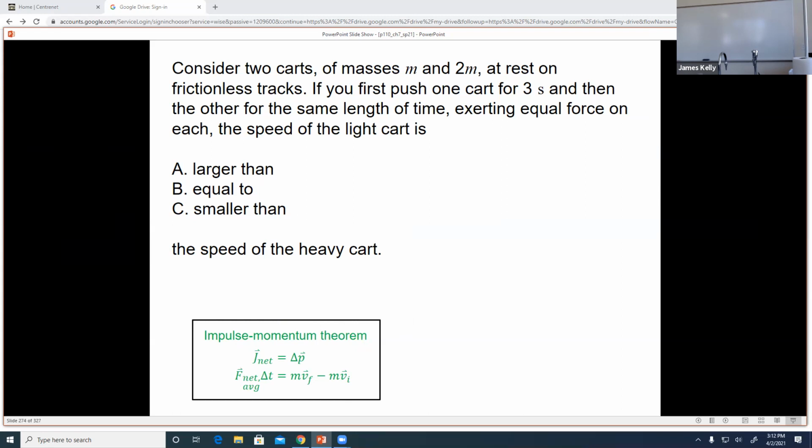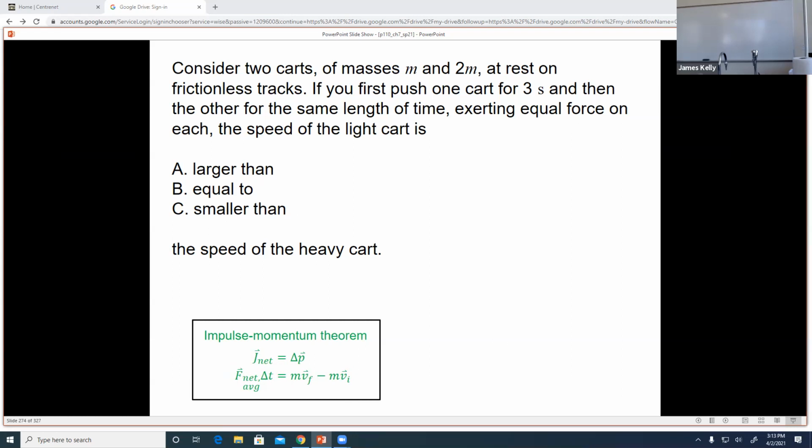Right, so this goes away in the impulse momentum theorem. Right, so Newcomb is saying, let's apply this to the smaller cart and the larger cart. The left-hand side is the same for each cart, right?